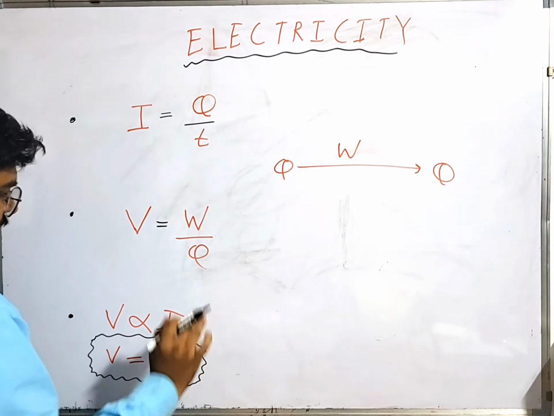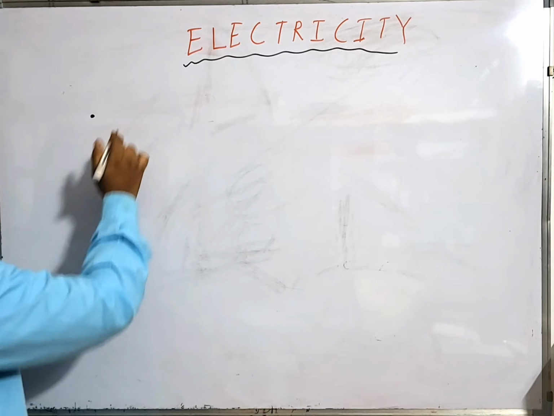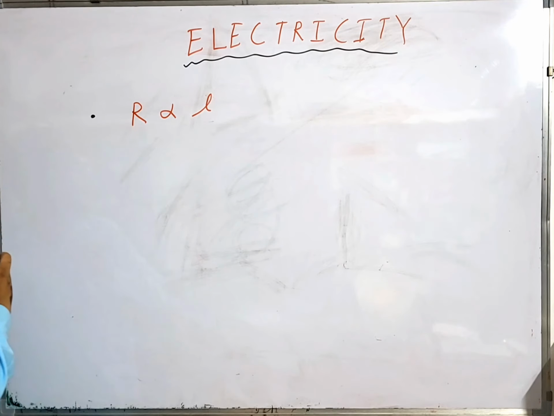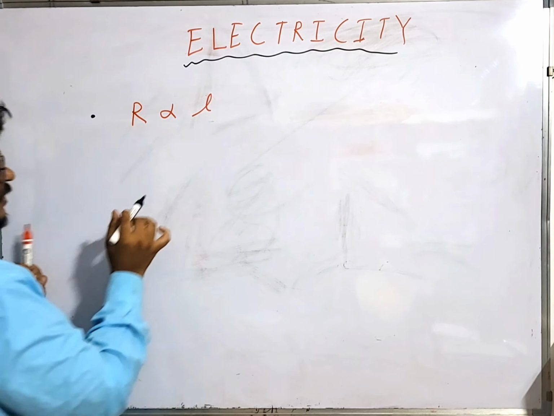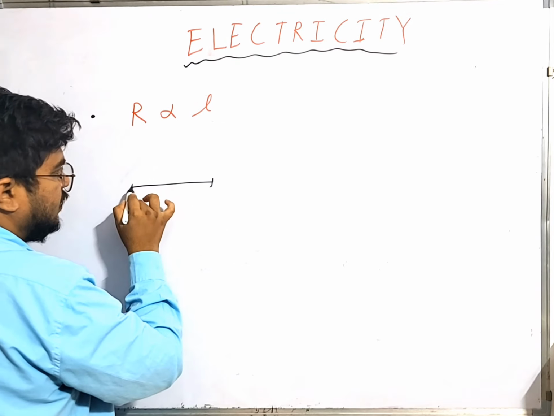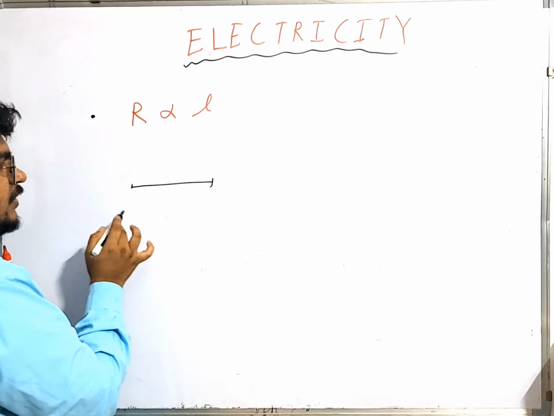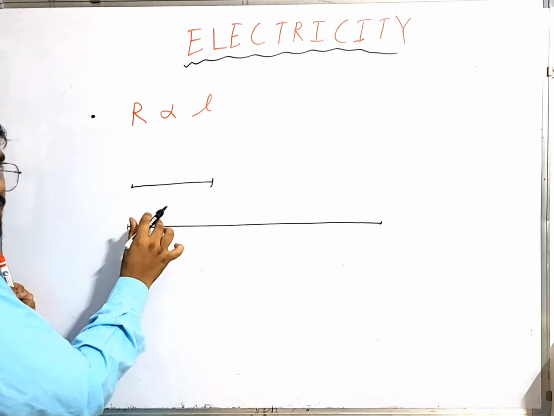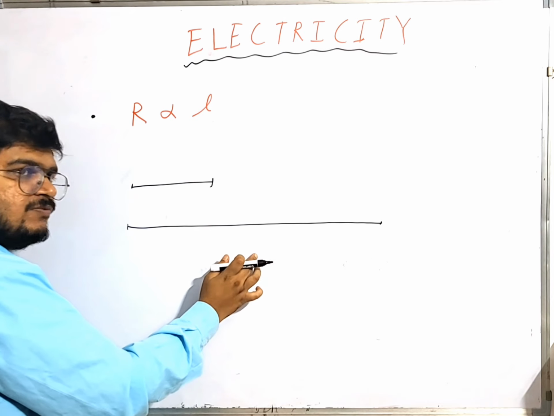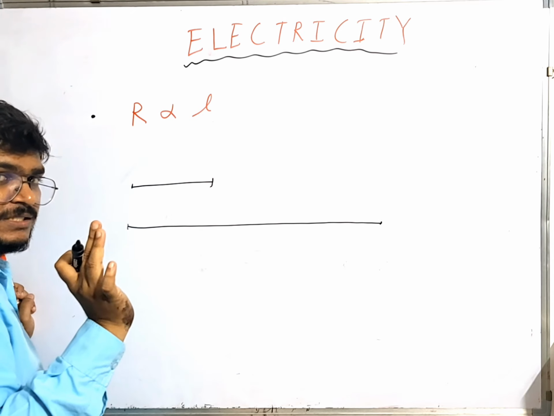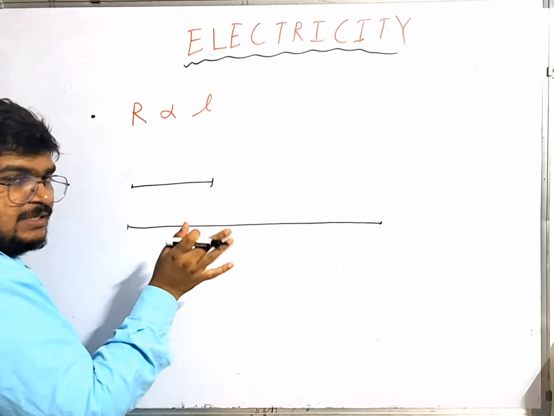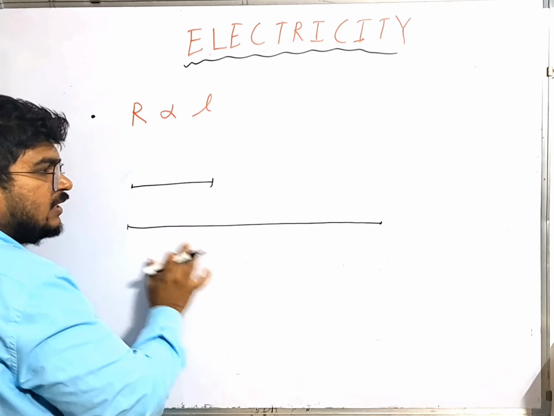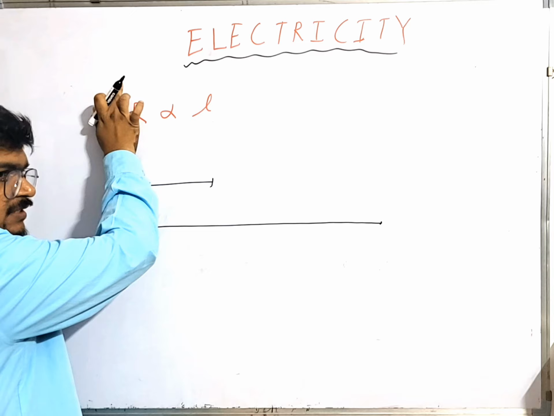Now next, this resistance is directly proportional to the length of that particular conductor. This is, let's say, the conductor, and it has a particular length. Now if you start increasing the length, the resistance will also increase. Now again, what is resistance? It avoids the flow of current. It stops the flow of current up to a particular limit. If you increase the length of a particular conductor, the resistance will also increase.